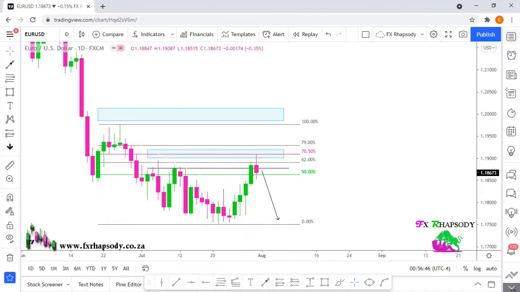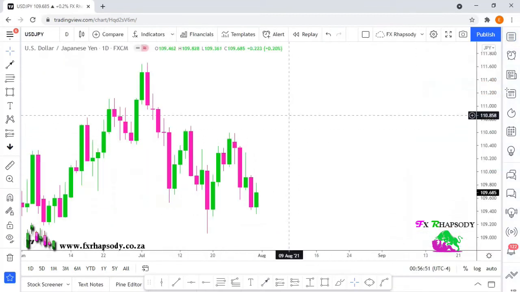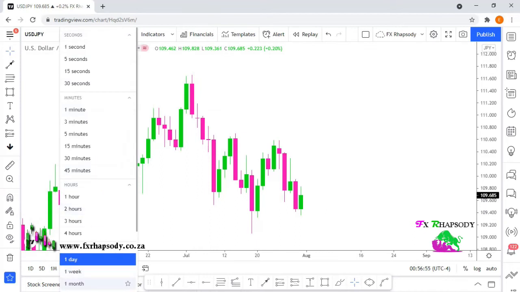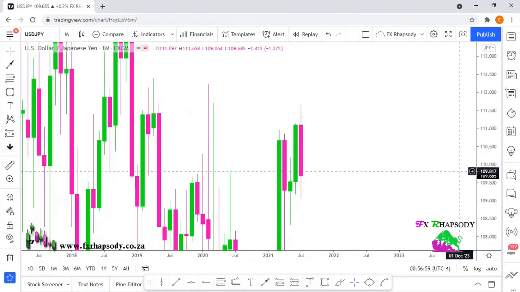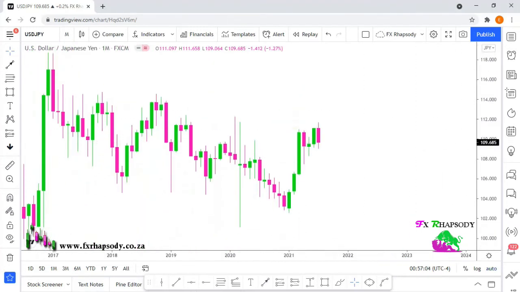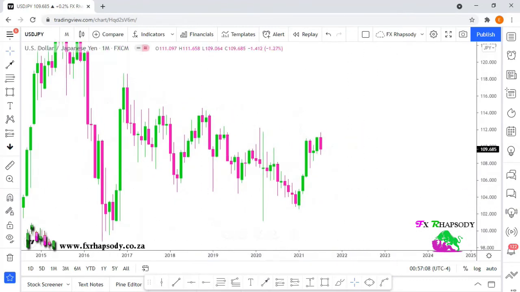So now let's move on to UJ, US dollar, Japanese yen. Okay. First of all, we start with the monthly time frame. Excuse me, guys. Let's just make the chart a bit prettier so you can read it. Okay, first of all, let's have a look.